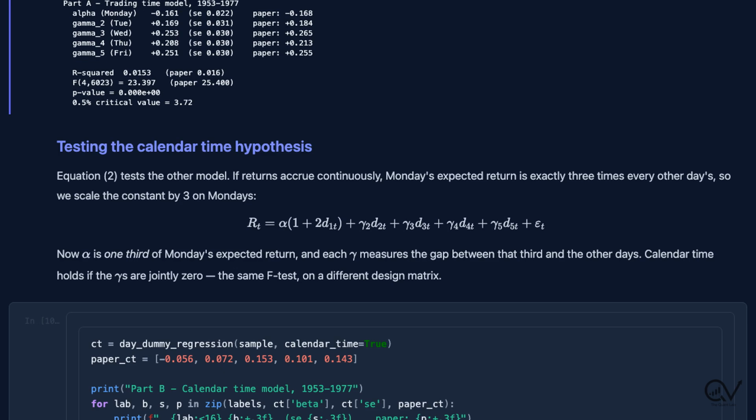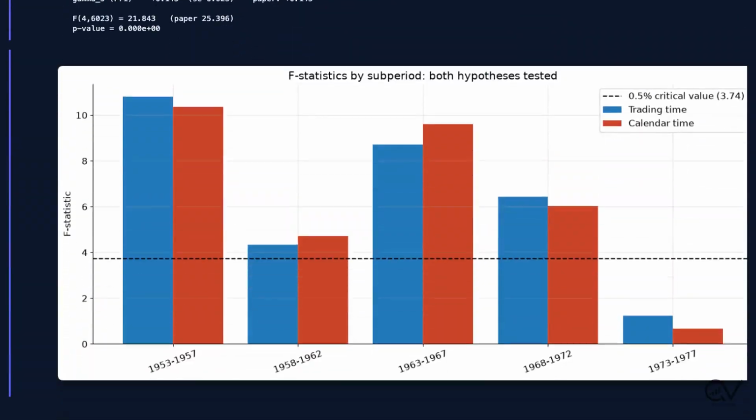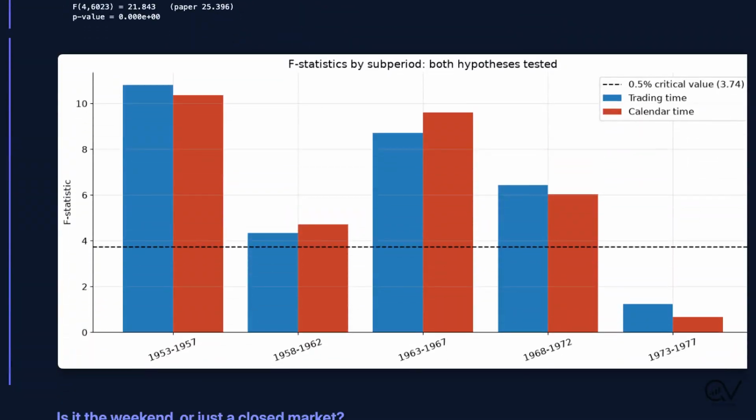It is the same F-test as before, run on a different design matrix, which is a genuinely elegant way to test 2 rival theories with one piece of machinery. And the calendar time model is rejected too, with an F statistic almost identical to the trading time one.